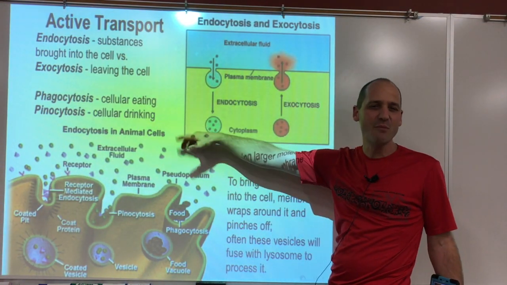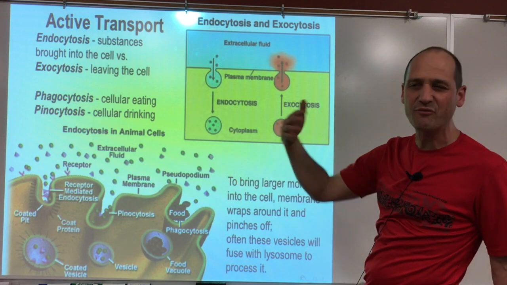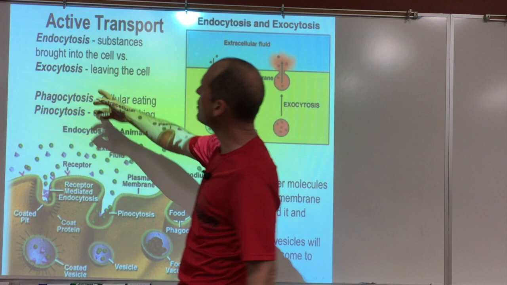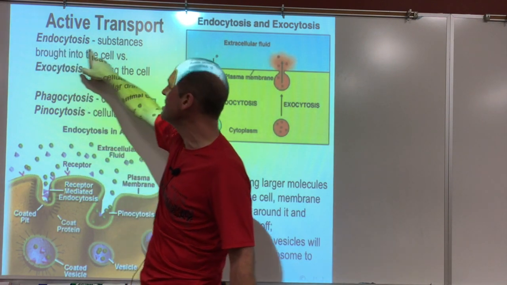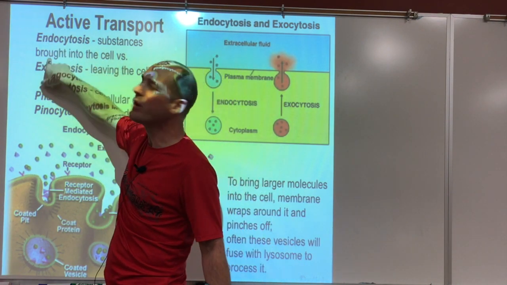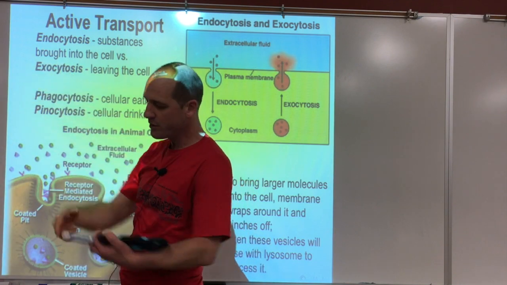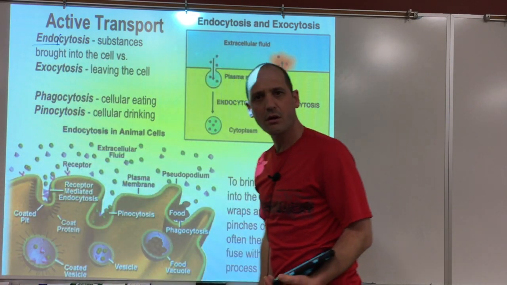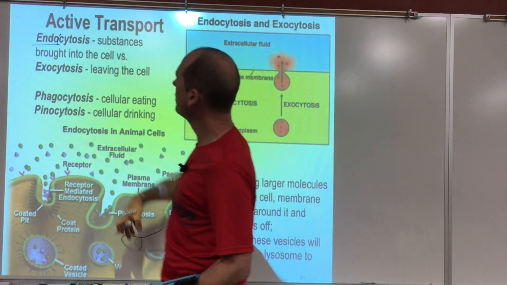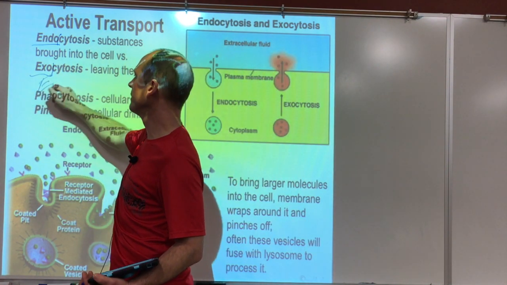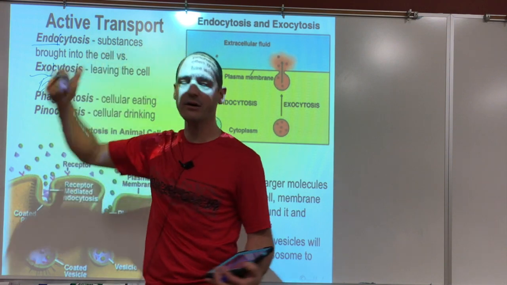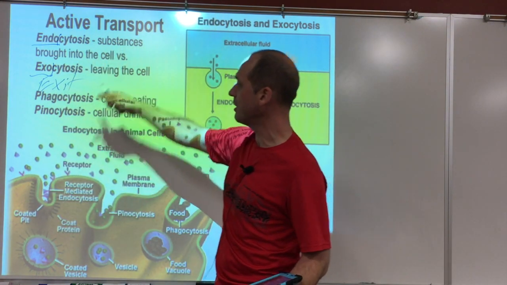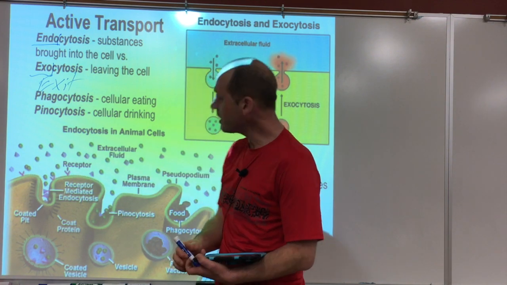The more active processes in cells are bigger stuff, like eating stuff. So when we use the word endocytosis, that means some substances get brought into the cell. The word endo means bringing things into the cell. The word exo is for exit. Exit is get out of here. So that leaves the cell. Exocytosis leaves the cell. So there are our substances.